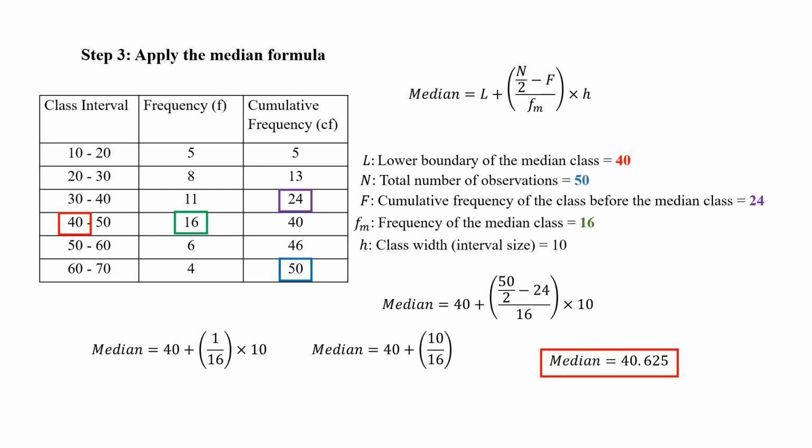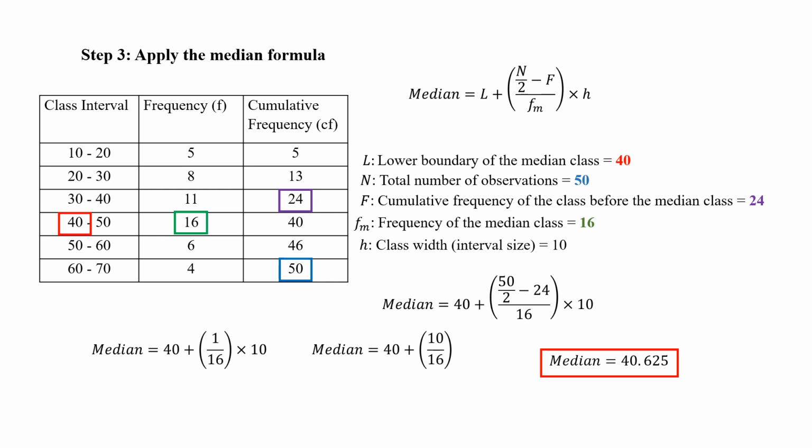And it should always belong to the median class. So here the median equals 40.625, and this value belongs to the median class, which is between 40 and 50. The key idea is that we are estimating the median by finding the class interval that contains the middle value of the data set, then using a formula to refine that estimate.